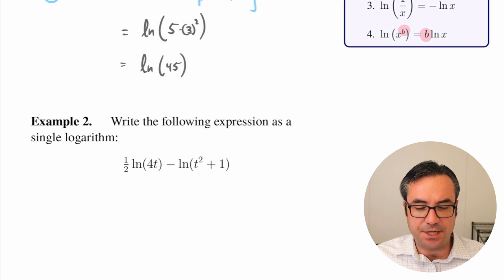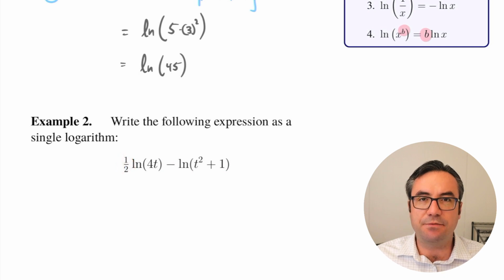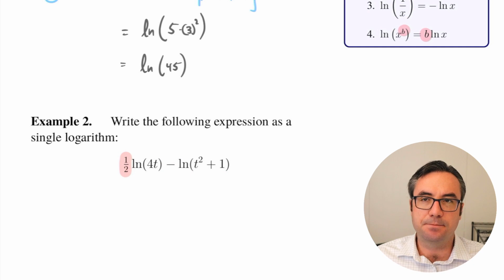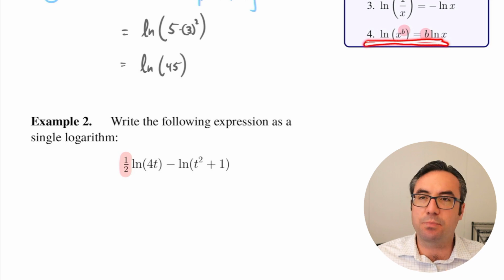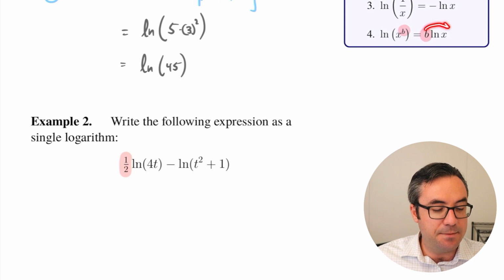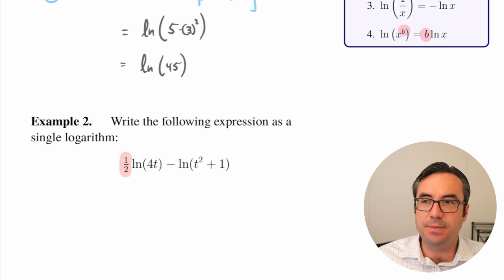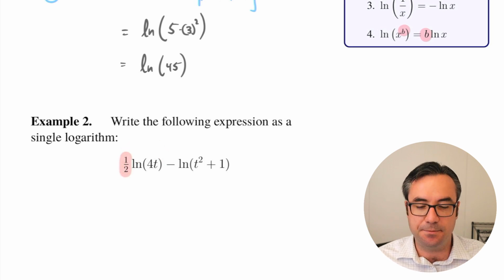All right, so let's see what we can do. The first step is we want to look at each log term that we have, and any constant multiple, we have to deal with that first. So this 1/2, we've got to do something about it. The way we deal with our constant multiples is we go up to this exponent property that says if you have a number in front of the natural log, you bring it on inside, and it becomes an exponent on whatever you had in there to begin with. So we're going to take this 1/2, bring it on inside, and it's going to become the exponent on 4t.